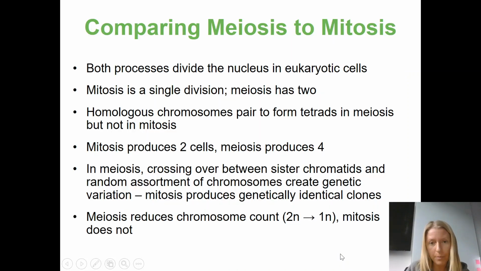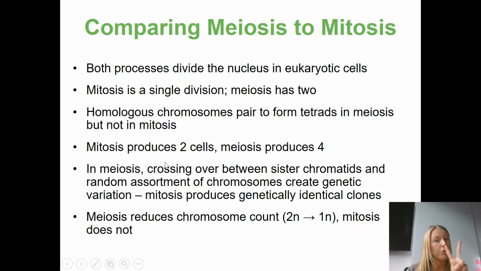Okay, so I love that animation. It's great to study. When we compare meiosis to mitosis, both processes divide the nuclei. However, mitosis divides the nuclei once, meiosis divides the nuclei twice. Homologous chromosomes pair to form tetrads in meiosis. Remember, that was those 4 chromosomes, as opposed to mitosis that only has those 2.